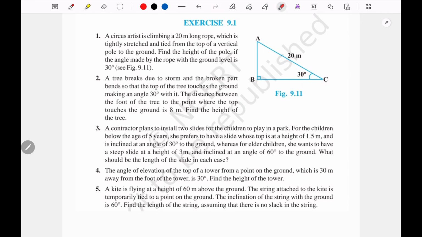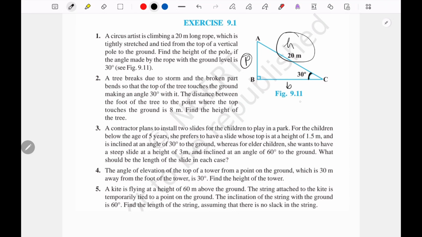Now we have to find the height of the pole. Height means this AB. We have to find the length of this AB. This is the pole and height of the pole is this AB. So see, this is a right angle triangle, and if we take this as the angle of reference, then this will be our base and this will be our perpendicular and this will be our hypotenuse. So we have the value of hypotenuse. Now we have to find the value of P, that is perpendicular. So how will we find this P?